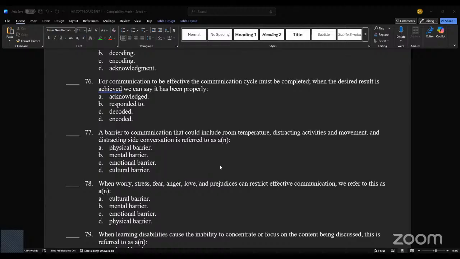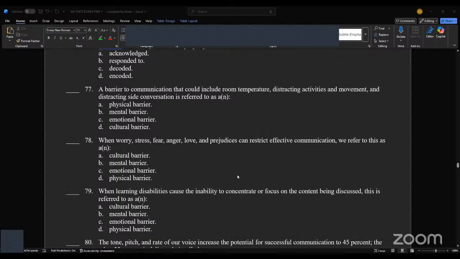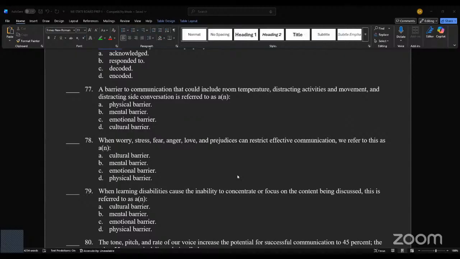78, when worry, stress, fear, anger, love, and prejudice can restrict effective communication, we refer to this as cultural barrier, mental barrier, emotional barrier, physical barrier. So 78 is C, emotional barrier. Okay. When worry, stress, fear, anger, love, and prejudice can restrict effective communication, we refer to this as emotional barrier. Okay. 78 is C.